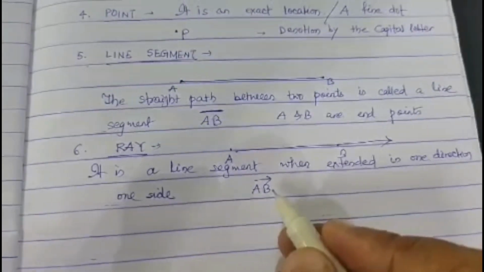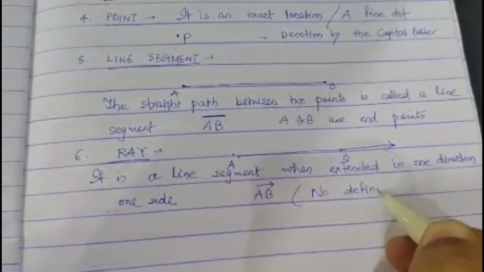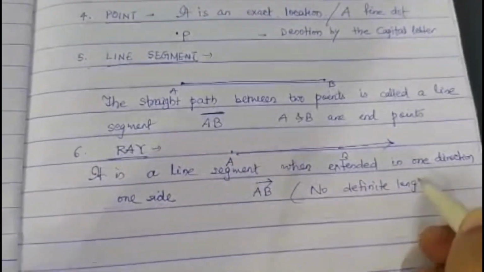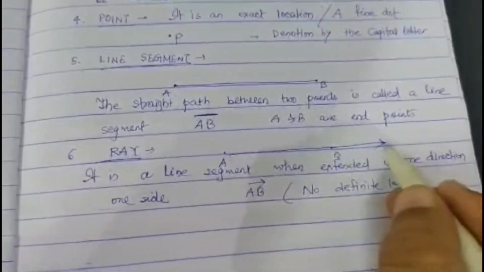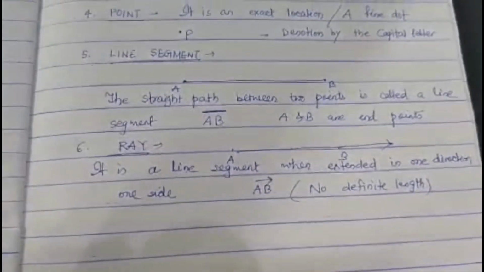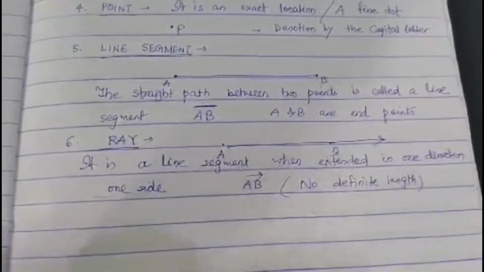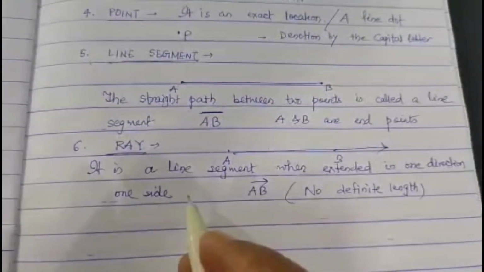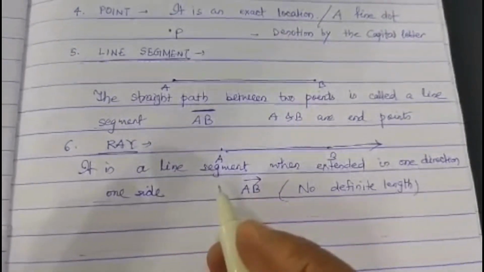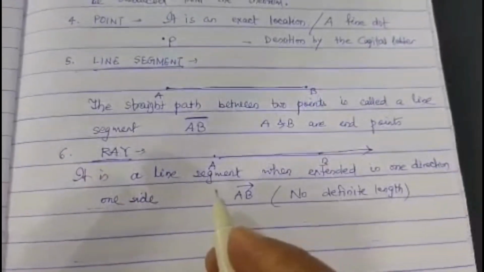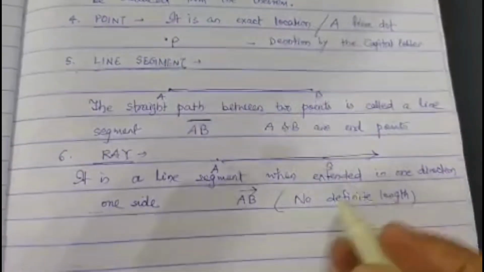And a ray has no definite length, because you can see through this picture, you extend it in one direction, and at whichever distance you can extend it. So this is the concept of ray. It cannot be drawn, it can only be represented on the plane of a paper.